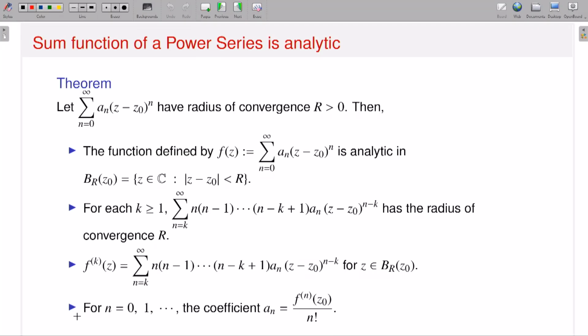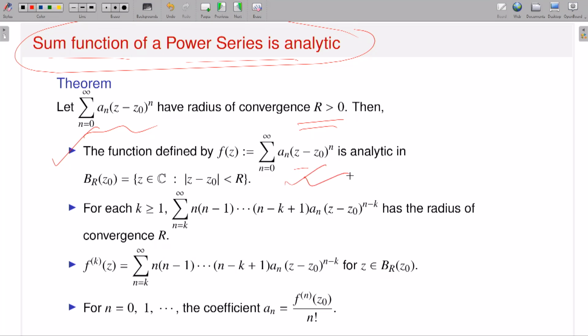Maybe the proof I will explain later. This is where I have combined all the conclusions about the sum function of a power series, which I said is analytic. So this is my theorem. You start with a power series around the point z naught. Suppose it has a radius of convergence R. Then if I consider the sum function f(z) equals sum a_n (z minus z naught) to the power n, the first conclusion is that yes, this is an analytic function on the domain of convergence of my power series. Number 2, for each k, if I consider the kth derivative of each term and the power series of the kth differentiated terms, then it has the same radius of convergence as my original power series.